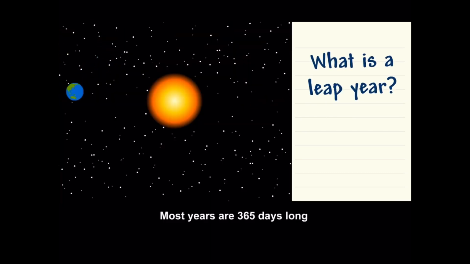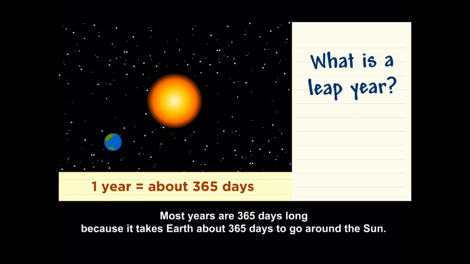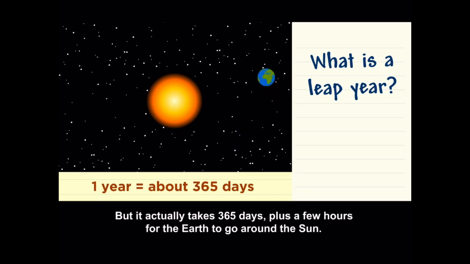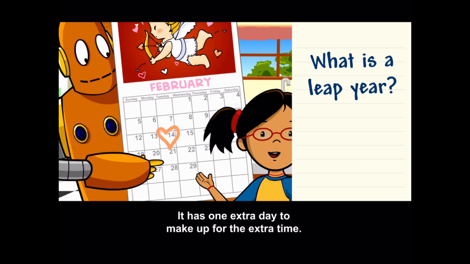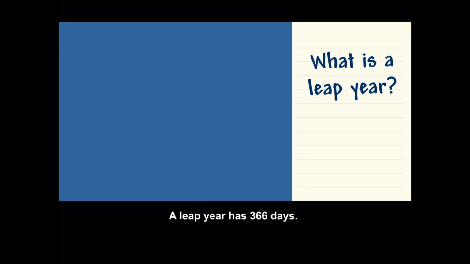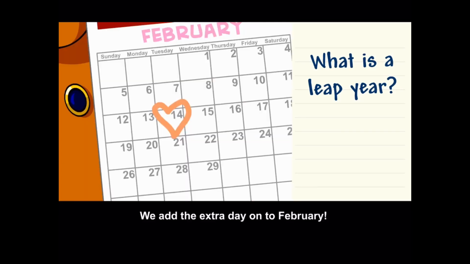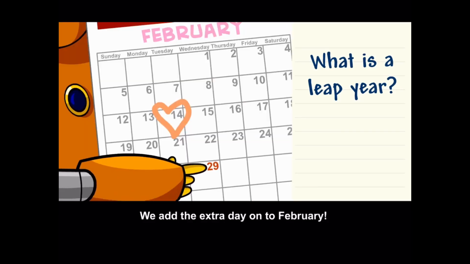Most years are 365 days long because it takes Earth about 365 days to go around the sun. But it actually takes 365 days plus a few hours for the Earth to go around the sun. So every 4 years, we have a leap year. It has 1 extra day to make up for the extra time. A leap year has 366 days. We add the extra day onto February.